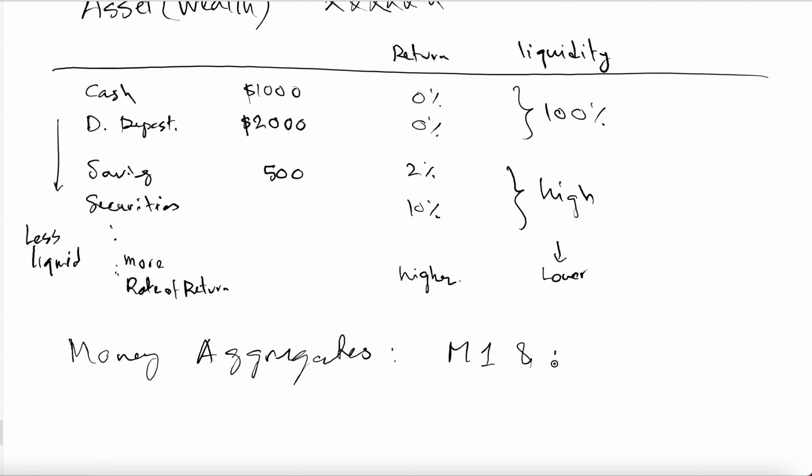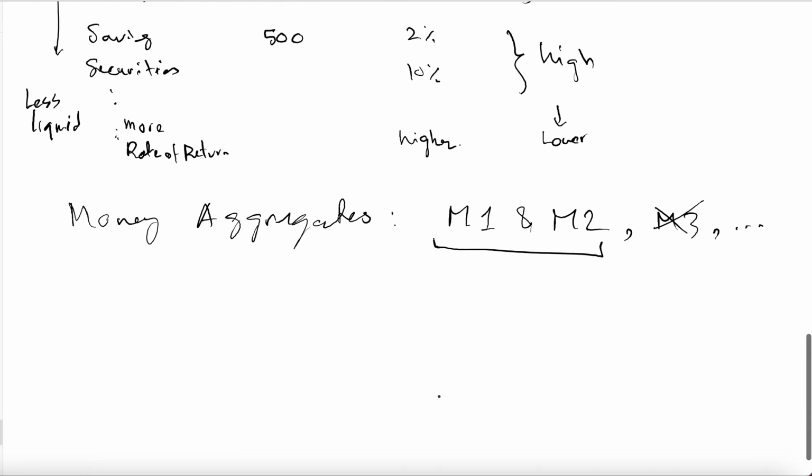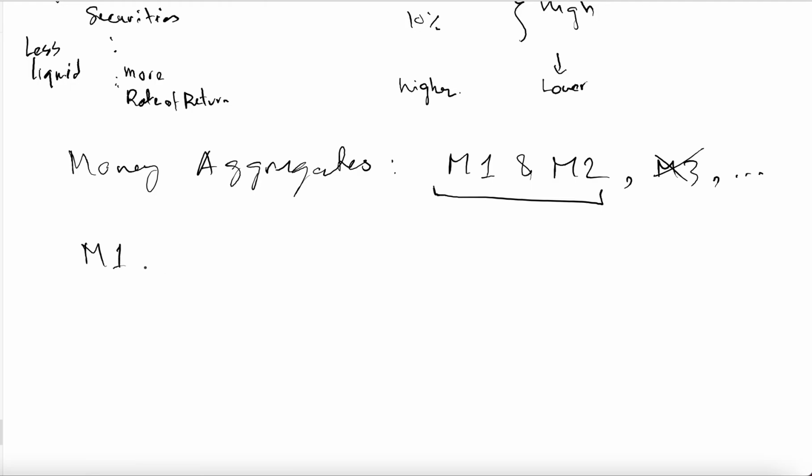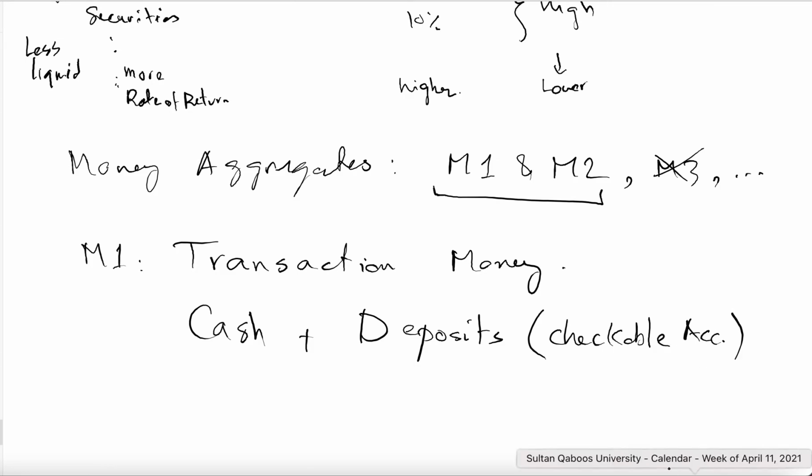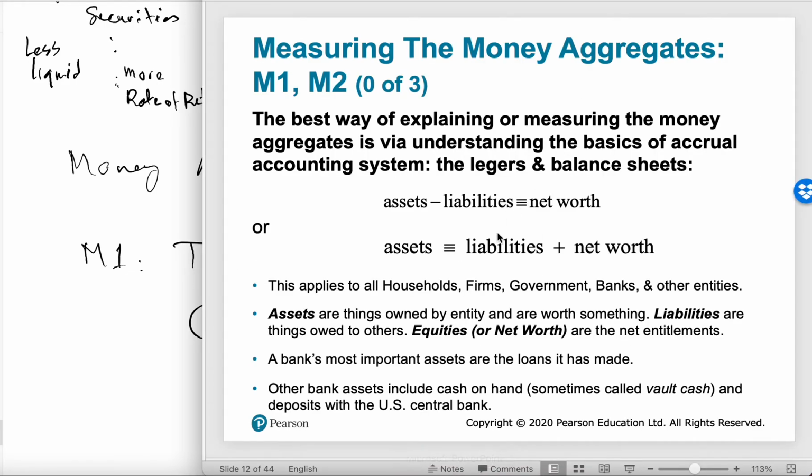M1 and M2. There are M3, M4 also, but in our book we only focus on M1 and M2. So what is M1? M1 is called transaction money. Transaction money consists of cash and deposits. Deposits which are checkable accounts. Okay, so let's bring the slides and talk on the slides.